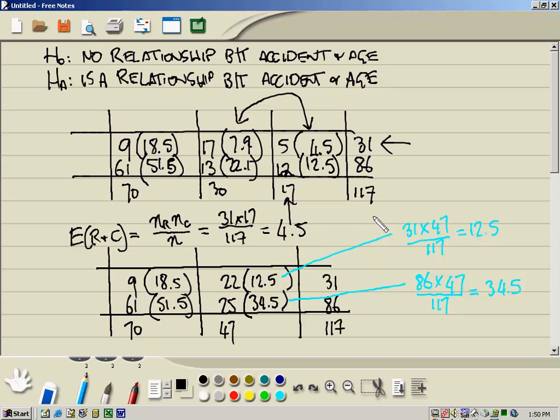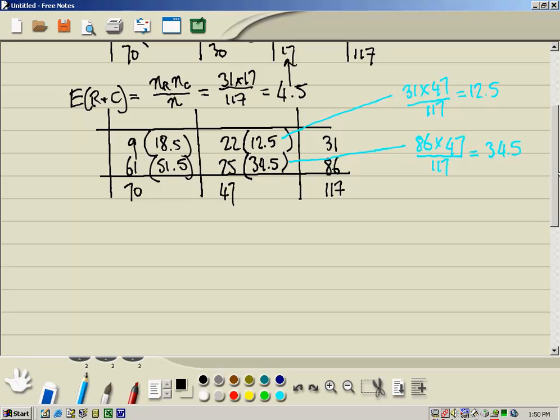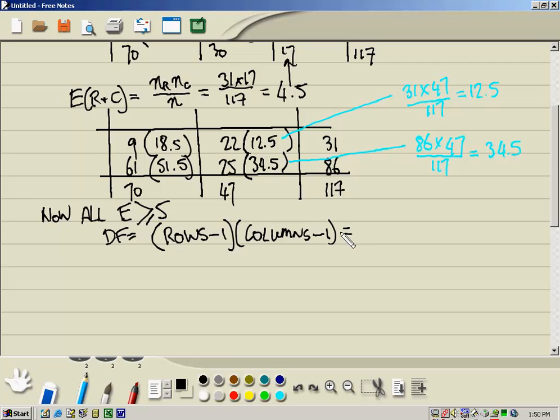Alright, so now we have all the expected values greater than 5. So now we're ready for the degrees of freedom. So the degrees of freedom is the number of rows minus 1 times the number of columns minus 1. Rows, we have 2 rows, times, and then the columns, 2 columns now. So just like the previous example, 1 degree of freedom.